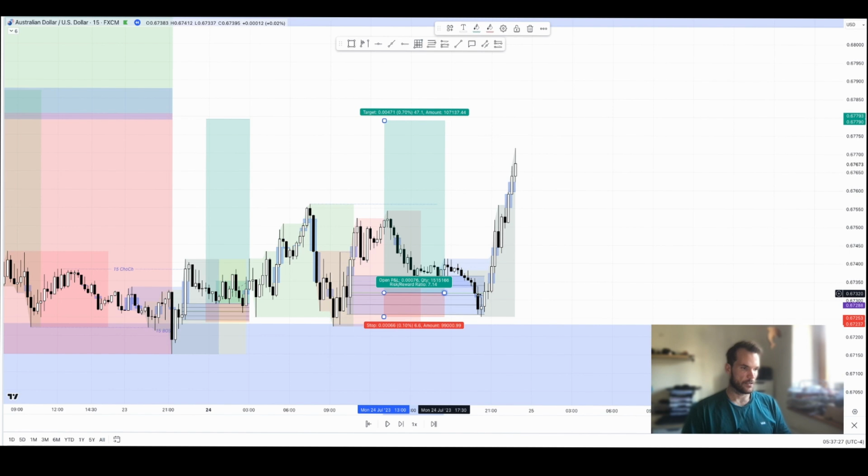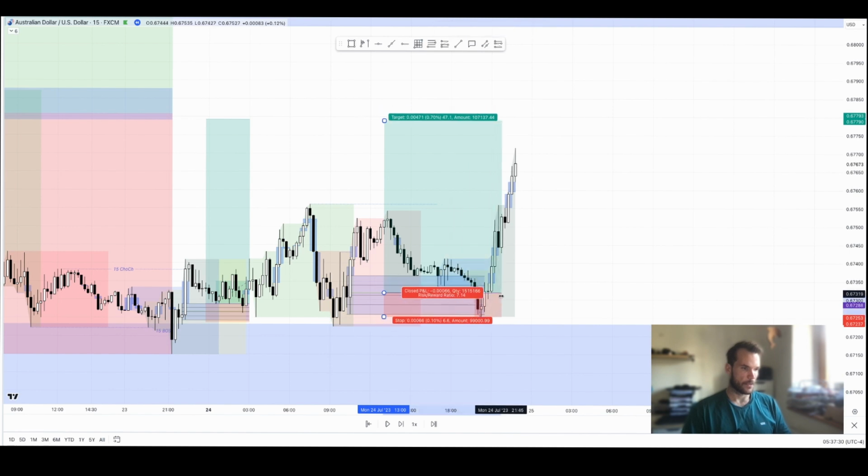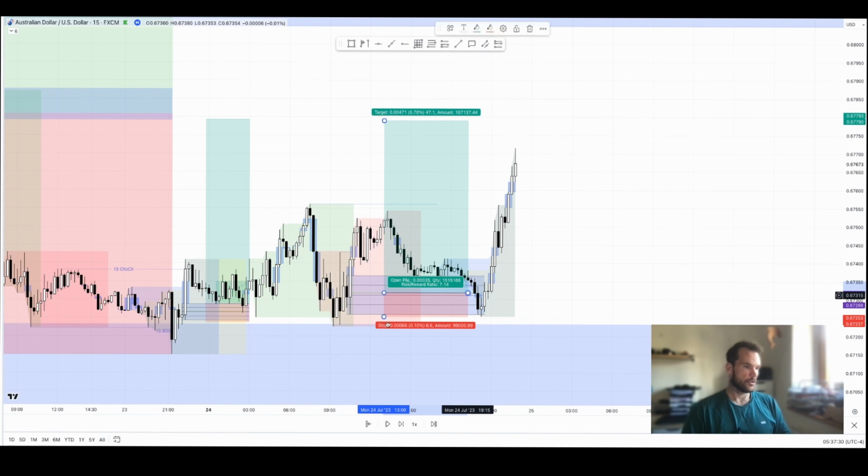Not a great start, but would have been just tagged out. A lot of learning lessons here. I really think this session is quite king here. You don't often see on other pairs really nice order blocks like this get swept. So something to be aware of.